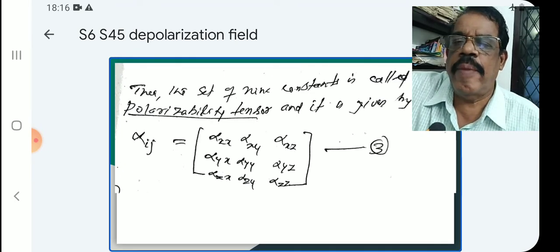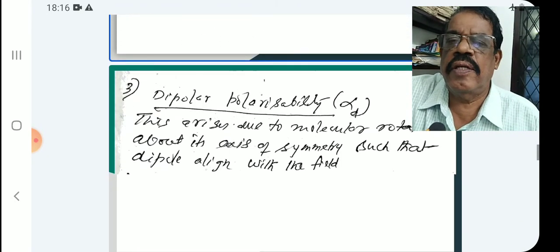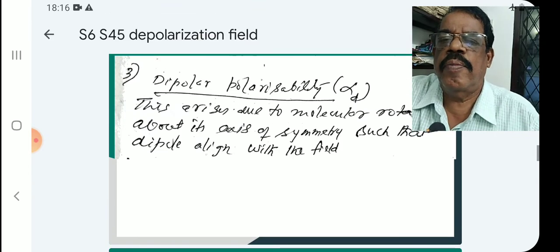Refractive index is sometimes a tensor, and this polarizability is a tensor. There are a number of tensors.